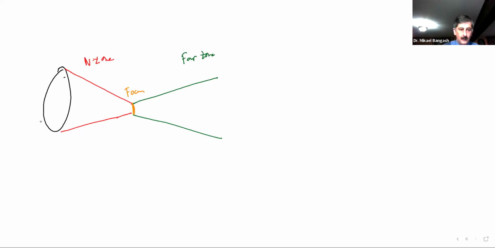We can also say that on either side of the focus, that's what we can call the focal zone. Half of the focal zone falls in the far zone. Half of the focal zone, sorry guys, half of the focal zone is in the near zone.